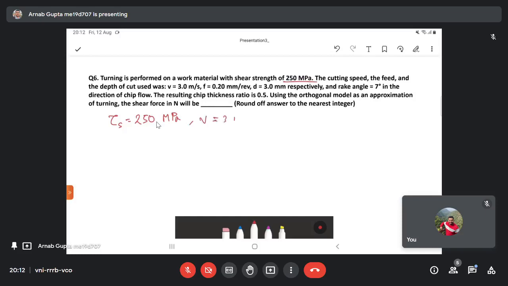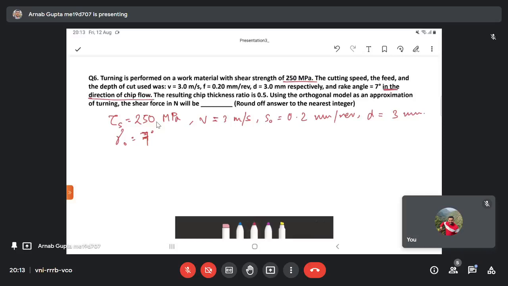was 3 meter per second. A rake angle has been given as 7 degree in the direction of chip flow. So what is in the direction of chip flow? Why is it mentioned here?